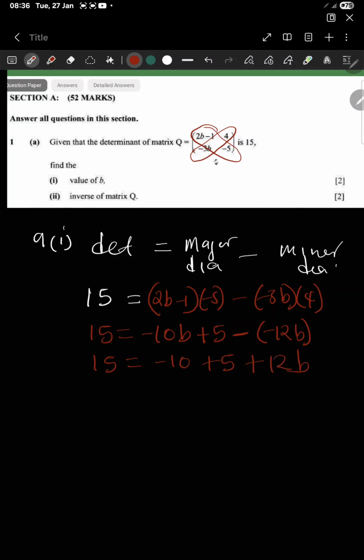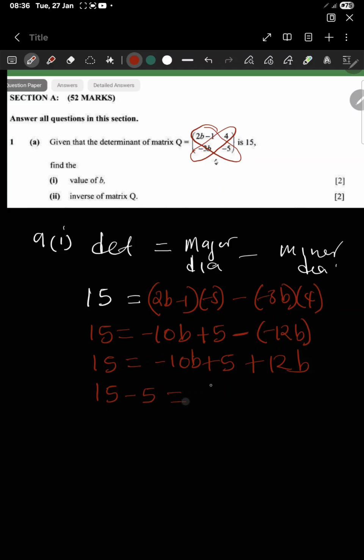Alright, now from there what we can simply do is look for possible like terms. Here this is negative 10b, so negative 10b plus 5 plus 12b. After I've written that, please look for possible like terms. So how can you look for possible like terms? In this case, the 15 can go together with the 5. Since the 5 here is positive and it crosses the equal sign, it's going to be a negative in that order.